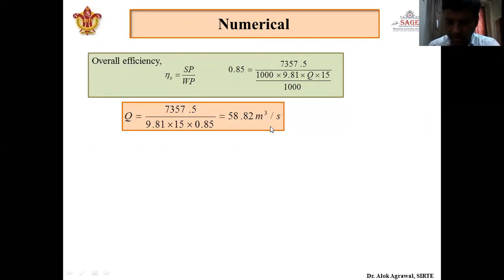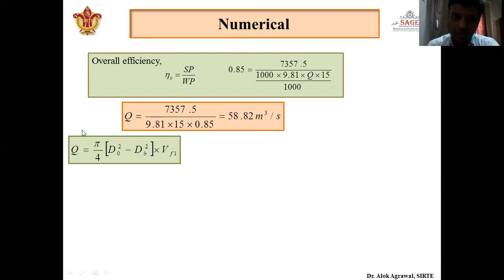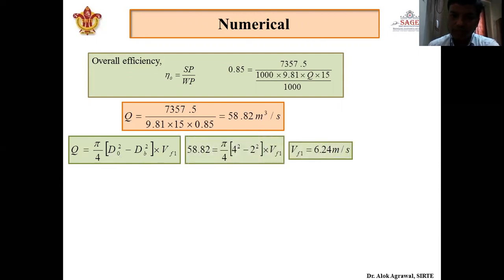Okay, once we get Q, by applying the flow rate formula, that is Q is equal to pi by 4 into (D0 square minus Db square) into Vf1. D0 and Db are given, 4 and 2. Q we have just calculated, so we can easily calculate the value of Vf1, and Vf1 comes out to be 6.24 meter per second.